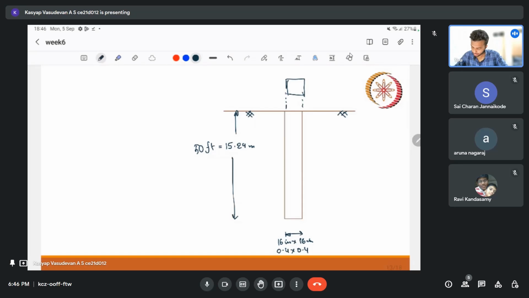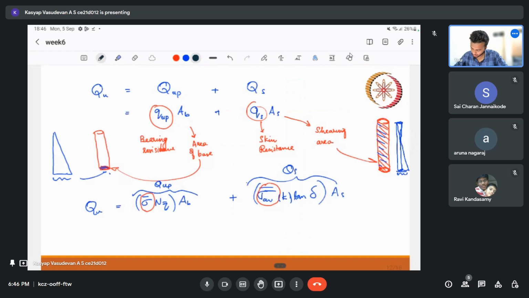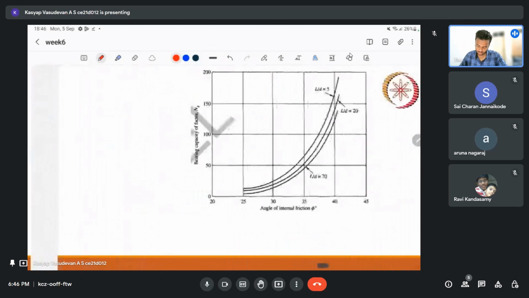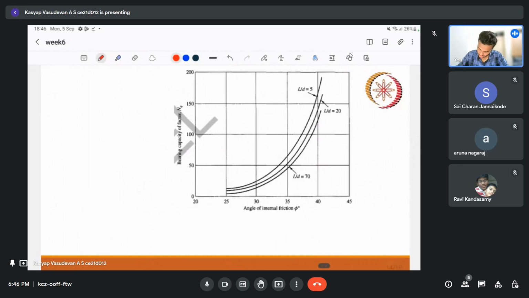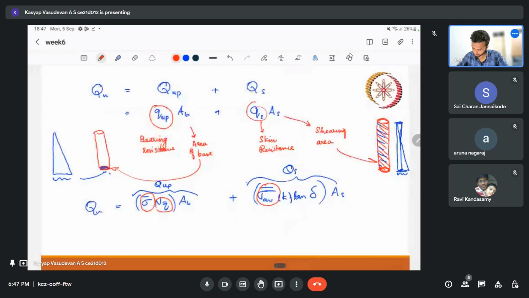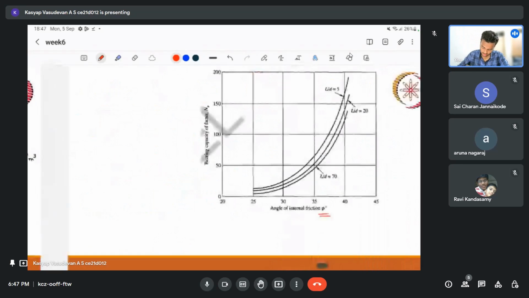So in Tomlinson's method, we need to find this NQ. Whatever he says, there is a chart given. In the chart, we can arrive at it. So this is a chart given for Tomlinson's method. In this chart we have the angle of internal friction on the x-axis, and bearing capacity factor on the y-axis. So our particular angle is 30 degree.